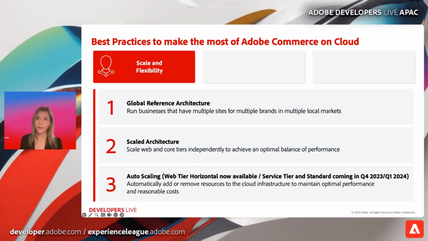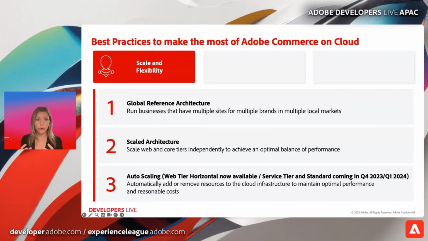Now, a second big asset of Adobe Commerce on Cloud when it comes to scale and flexibility is the scaled architecture. The scaled architecture allows you to scale the web and core tiers independently to achieve an optimal balance of performance.